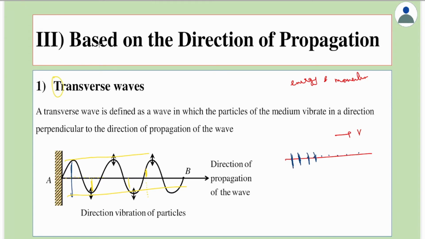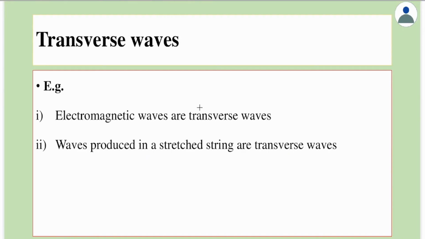To remember this, you can look at the letter as T. Think of the letter T. You can think of this sign. This sign gives the direction of wave propagation, and this line indicates the direction of motion of the particles. So transverse waves are examples of, or light waves are examples of transverse wave.